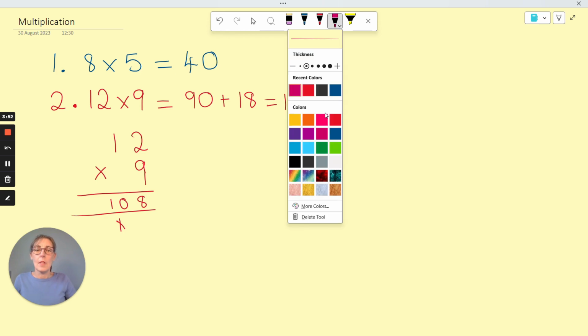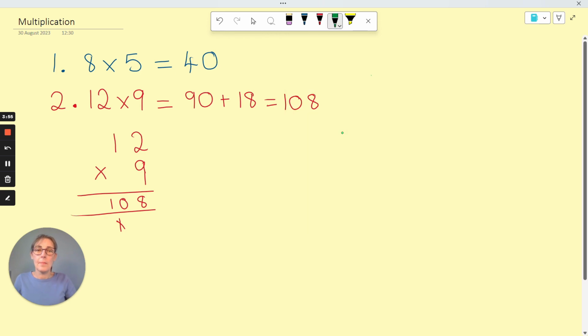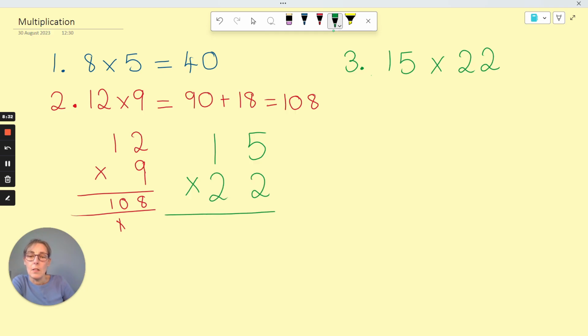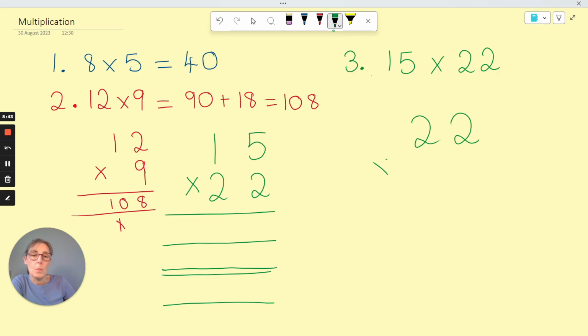Okay, let's go green, I think. Number 3. 15 times 22. I think now's the time to just show this both ways. Okay, 15 multiplied by 22, and then put my equals, and then I'm going to do 22 multiplied by 15.